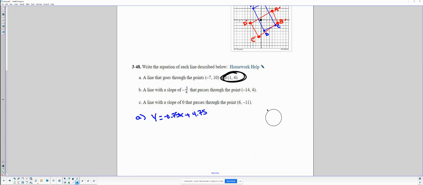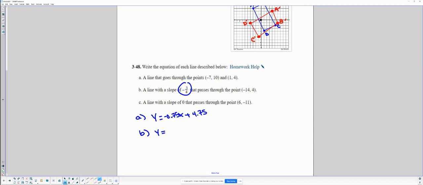Okay. Part B, you want a line with a slope of negative 3/4. Okay, we just figured that out. And it passes through negative 14/4. So this is actually halfway done for us. This is y equals, and negative 3/4.